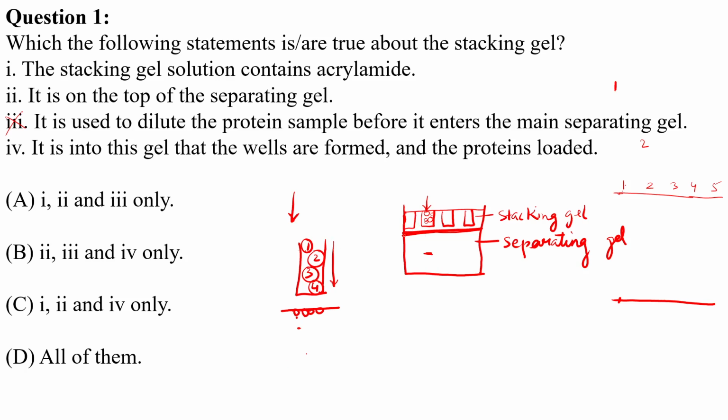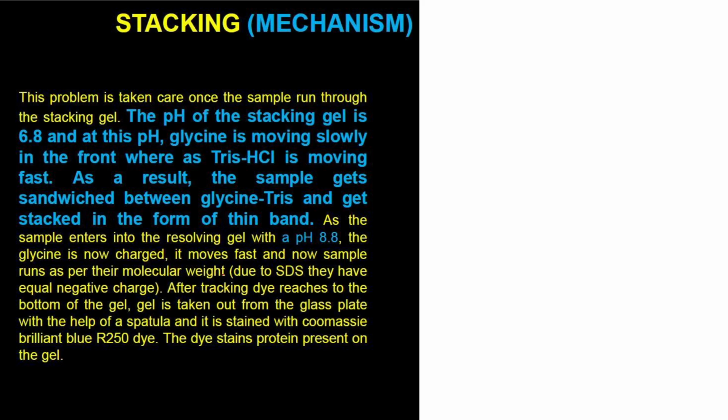Now what does the stacking gel have? So the correct answer is C. 1, 2 and 4 are the true statements. So what does the stacking gel have? The pH of the stacking gel is actually 6.8. So, this gel in which we have casted the wells.